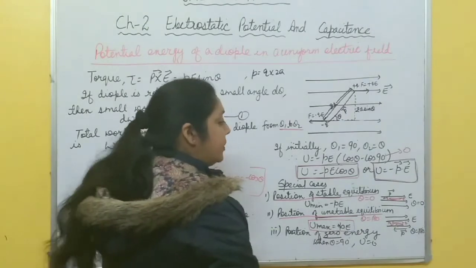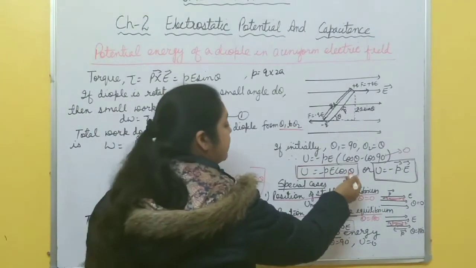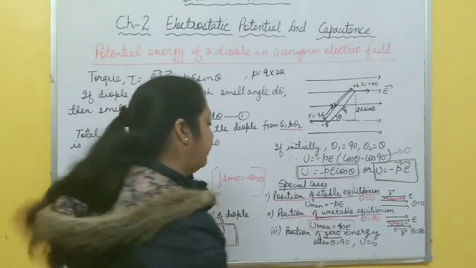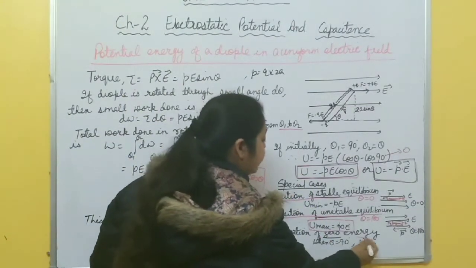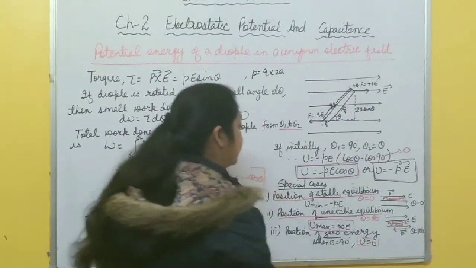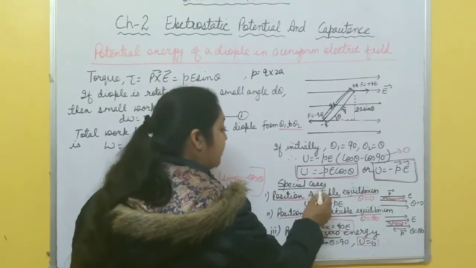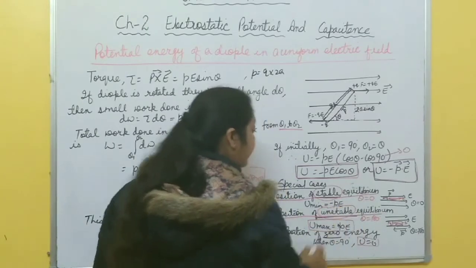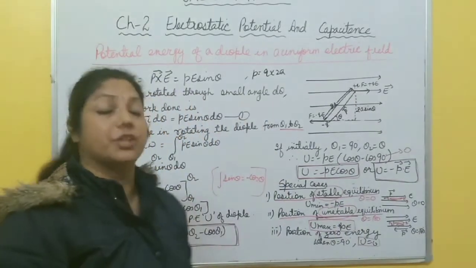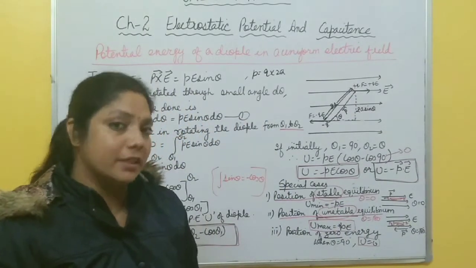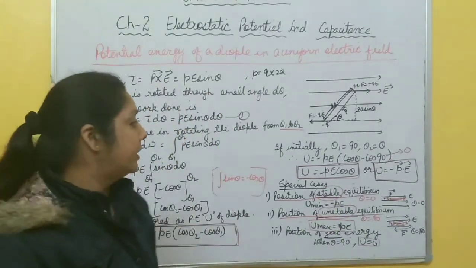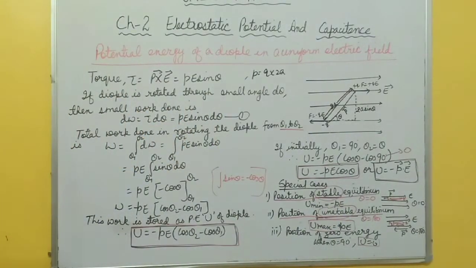Now the position of zero energy. When is energy 0? When theta is 90 degrees, perpendicular to the electric field. So in this case U is 0. So these are the different cases, and two cases are very important: stable equilibrium and unstable equilibrium. What is the position of stable equilibrium? When theta is 0. What is the position of unstable equilibrium? When theta is 180 degrees. In this way, you have to write all these things, right?